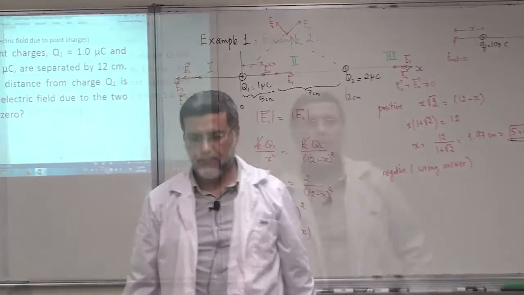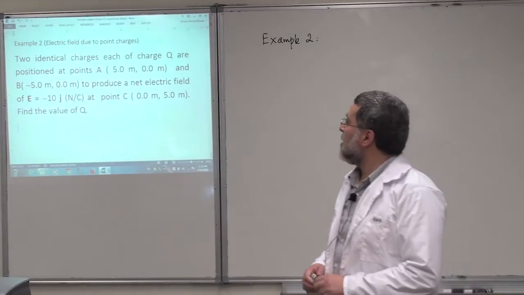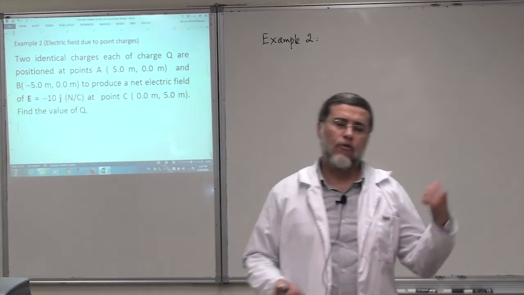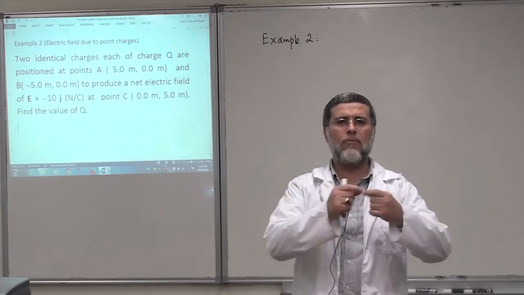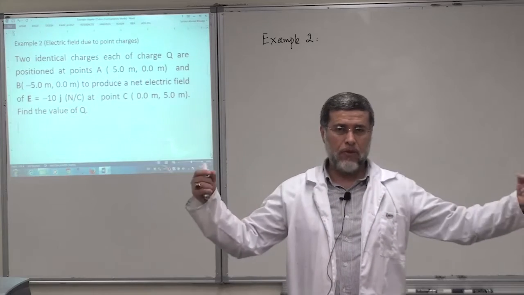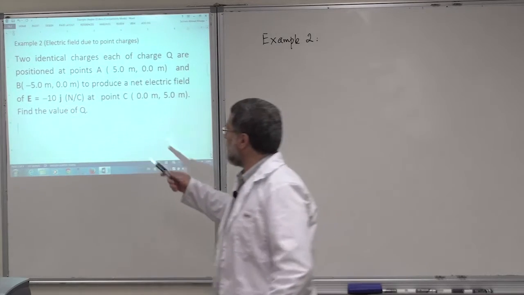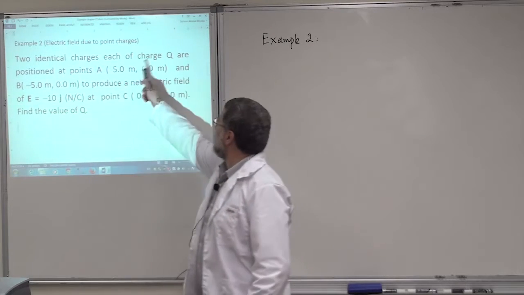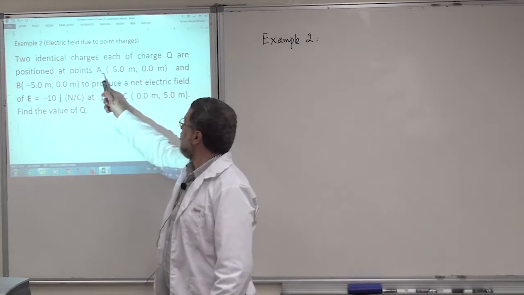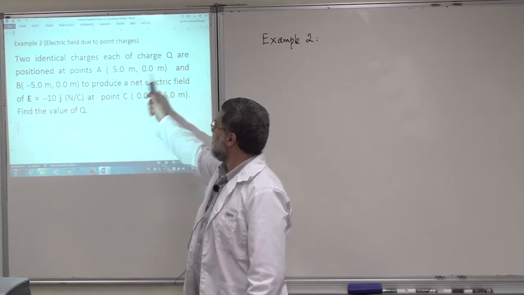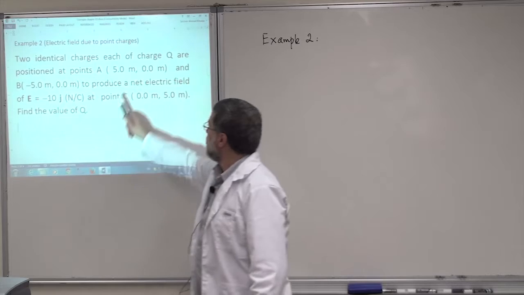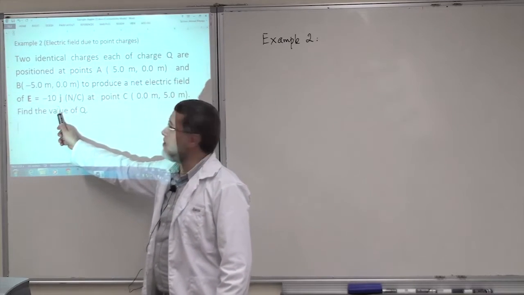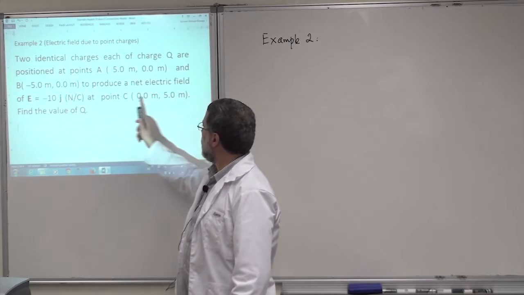All right, thank you. Let's look now at example number 2 related to electric field due to point charges. Of course, the first example was a one-dimensional problem, so we were working in one dimension along the x-axis. Now we go to a two-dimensional problem here. It says two identical charges, each of charge q, are positioned at point A which is (5, 0), and point B, which is (minus 5, 0), to produce a net electric field equal to minus 10 j unit vector at point C, which is at (0, 5).